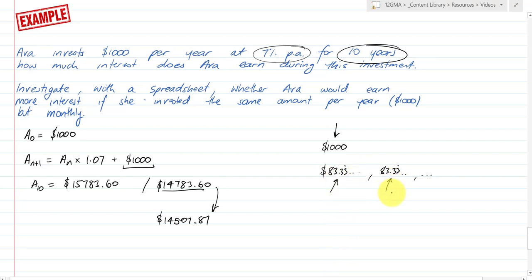This $83 only gets 11 months of 7% interest. This $83 only gets 10 months. This one only gets 9 months. So this $1,000 doesn't get treated equally, and this happens every year. Because we're investing the $1,000 at the start of the period, it's actually better to invest it all early so we earn more interest. So it's going to be better off doing this in a yearly fashion.